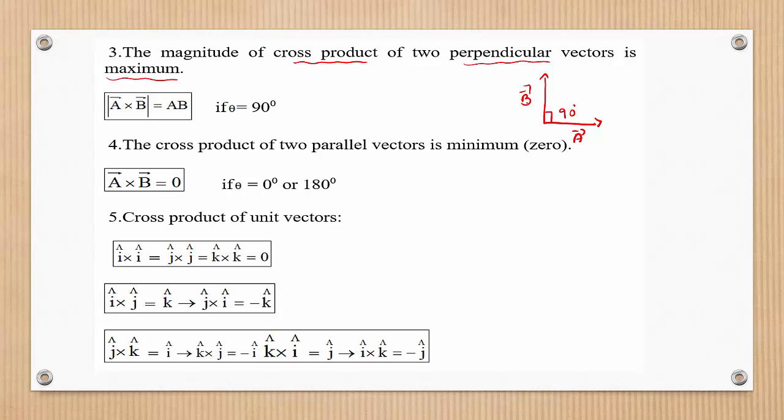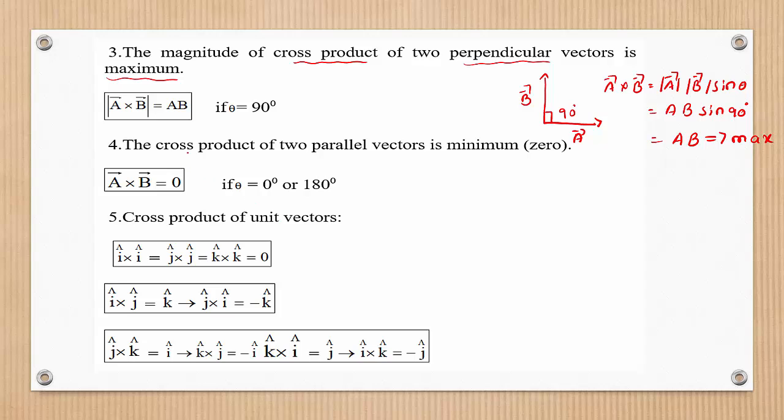What is the expression for cross product? Vector A cross vector B is equal to mod of vector A into mod of vector B into sine theta. We are going to talk only about magnitude. Don't write the direction, that is n cap. Leave it. So AB sine theta, theta is 90 degrees, sine 90 is 1, so we will get AB. So this is maximum. That indicates when two vectors are perpendicular, the cross product of two vectors is maximum.